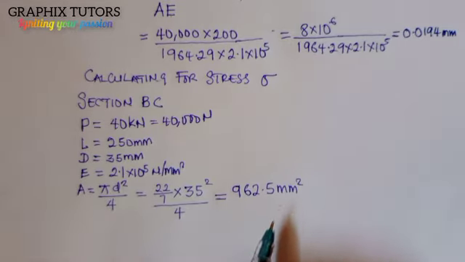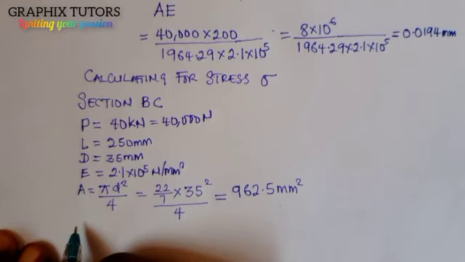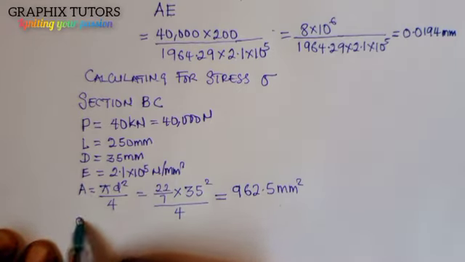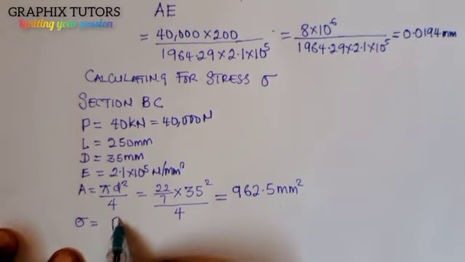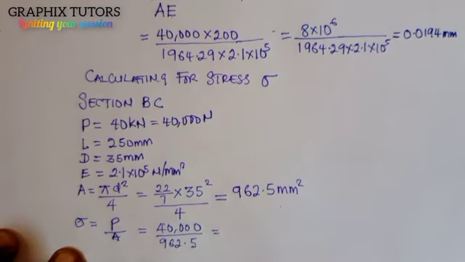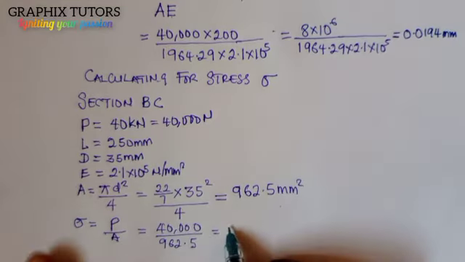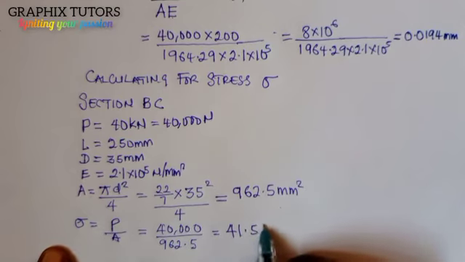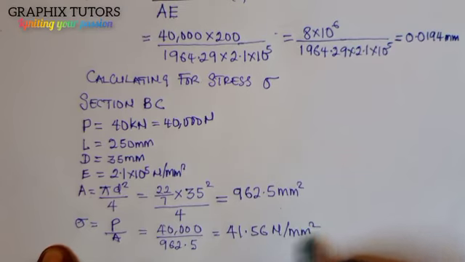Now we've gotten the area, so the stress will now be, calculating for our stress. The stress here from equation 1 is giving us what? The force over area. So from here, what is the force given? The force is 40,000 all over the area, which is 962.5, and this will give us 41.56 Newton per millimeter square. This is the stress.